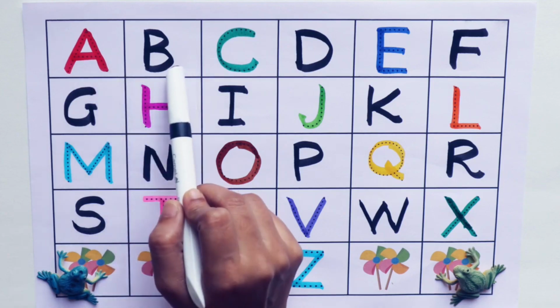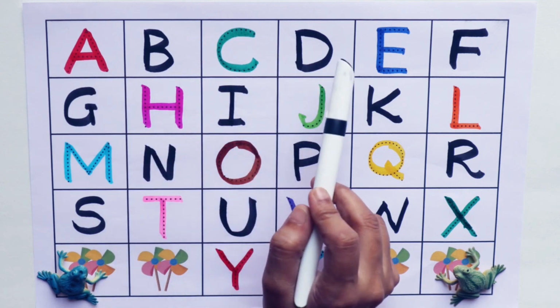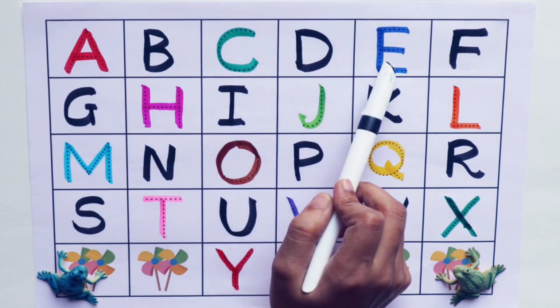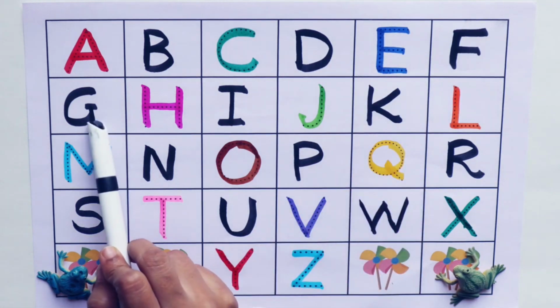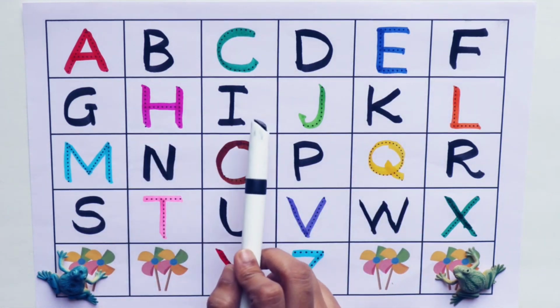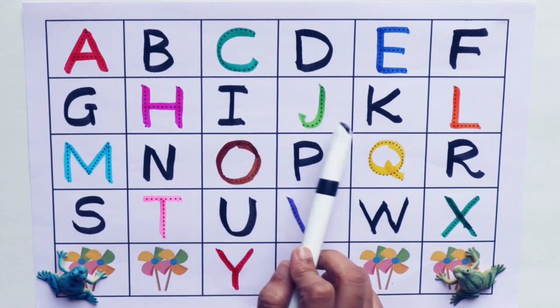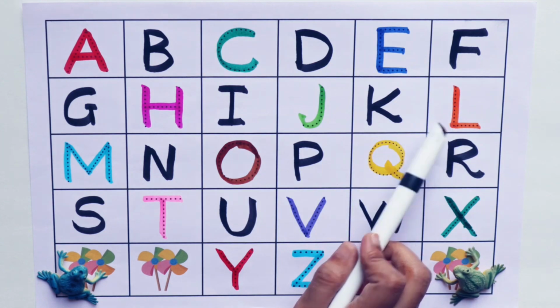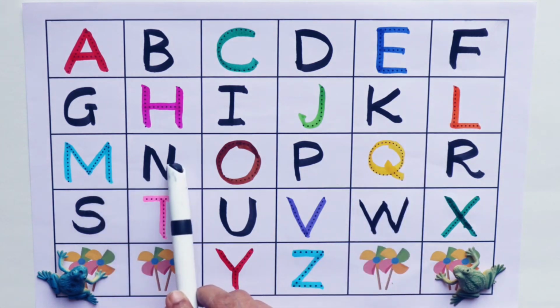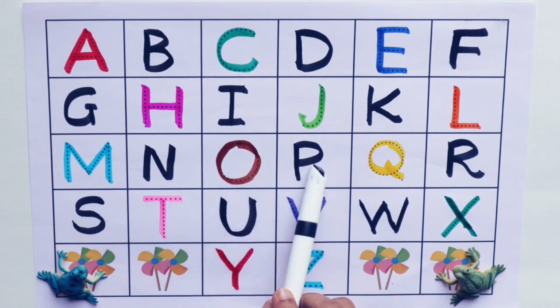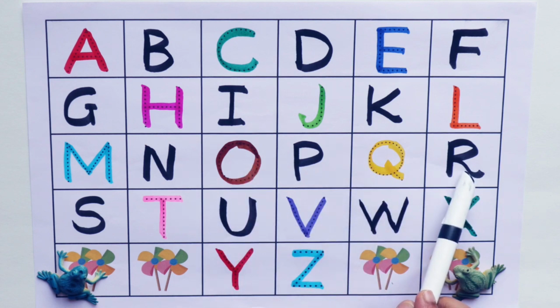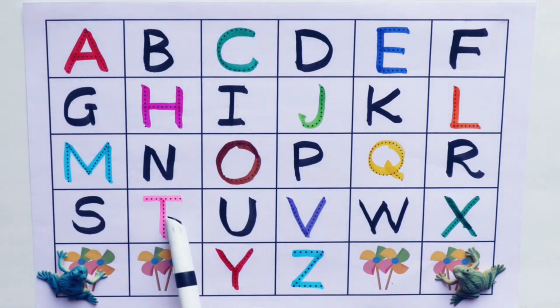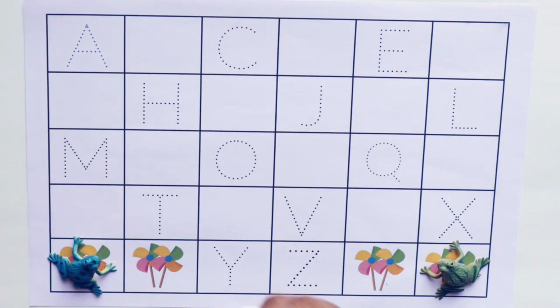A for aeroplane, B for ball, C for car, D for doll, E for elephant, F for frog, G for grapes, H for hen, I for ice cream, J for jug, K for kite, L for lion, M for monkey, N for nest, O for orange, P for parrot, Q for queen, R for rabbit, S for sun, T for tiger, U for umbrella, V for van, W for watch, X for xylophone, Y for yacht, Z for zebra.